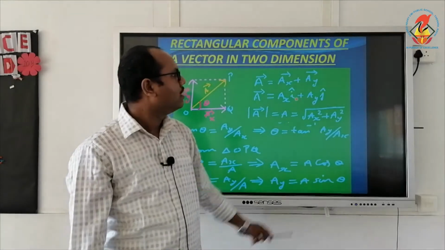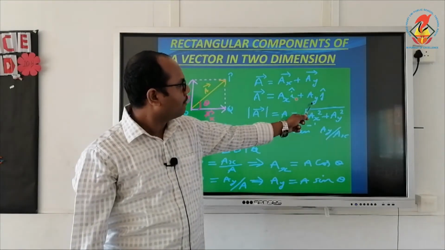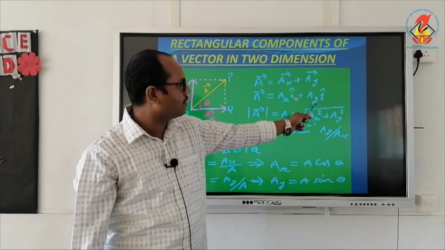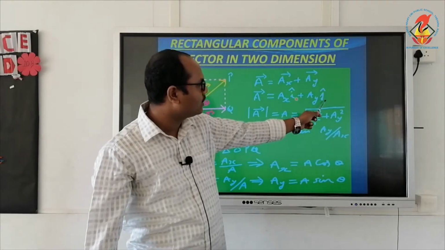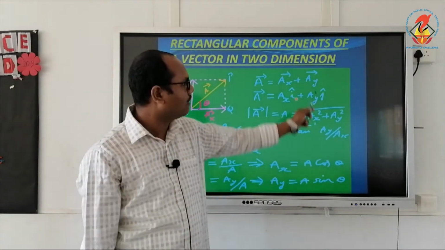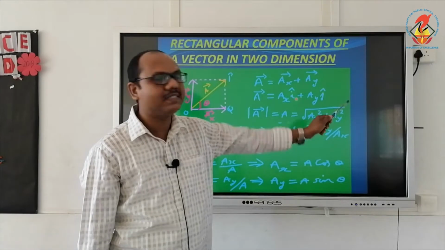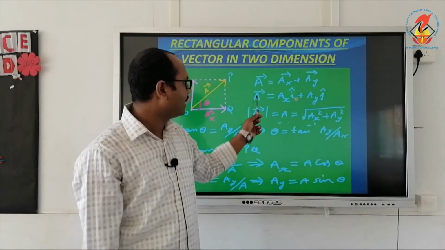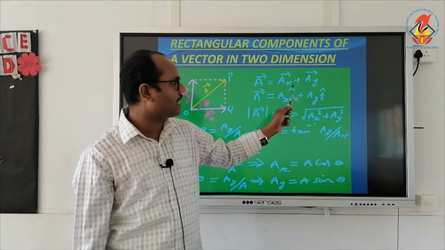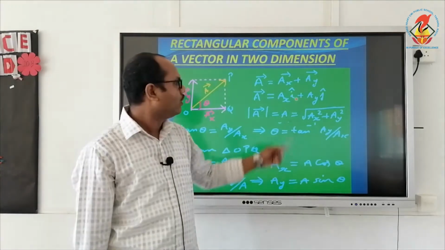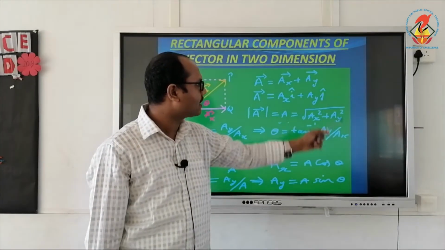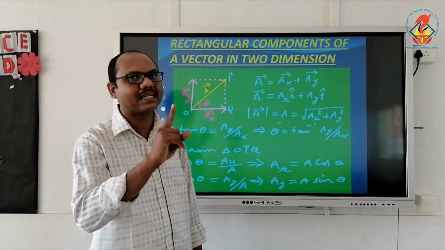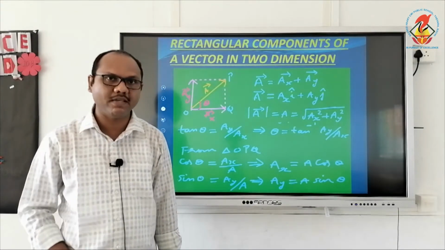Similarly, vector Ay, magnitude is Ay and direction of vector Ay is j cap. So vector Ay can be written as Ay j cap. So vector A is Ax i cap plus Ay j cap, where Ax and Ay are the magnitudes in the x axis and y axis respectively.